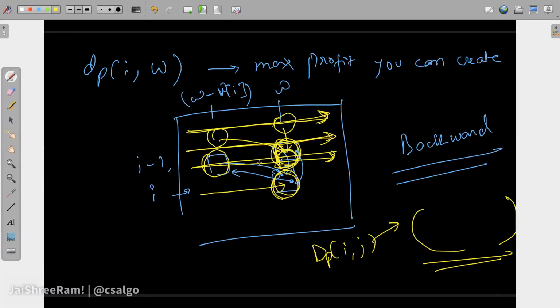Okay, makes sense, right? Is this clear to everyone that if you're doing it in an iterative fashion, and at a particular state we want to calculate its value, all the values from where we are taking some contribution should have already been calculated, right?